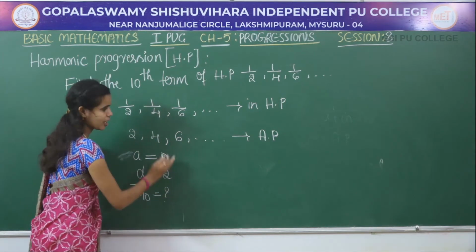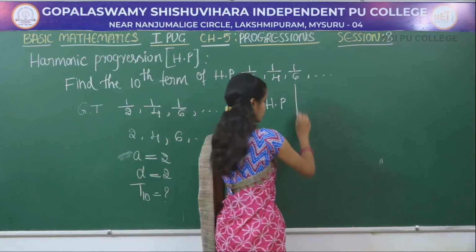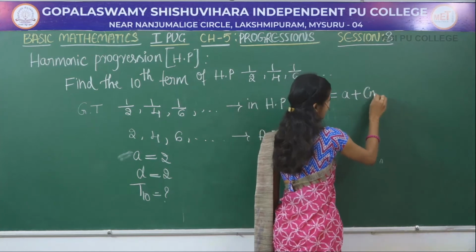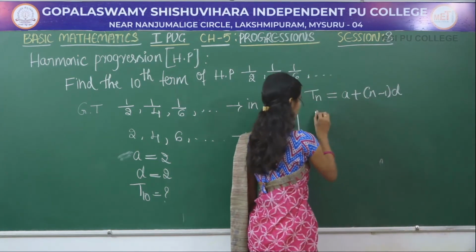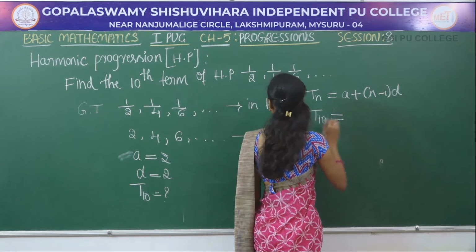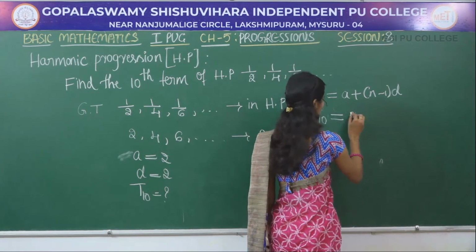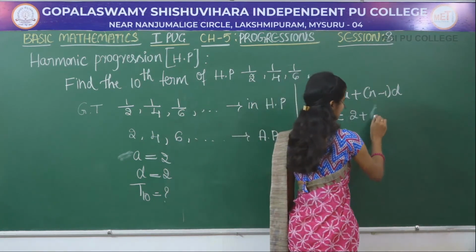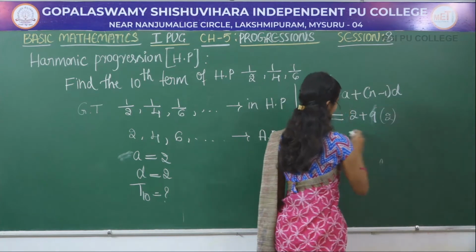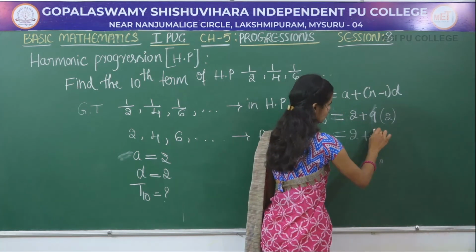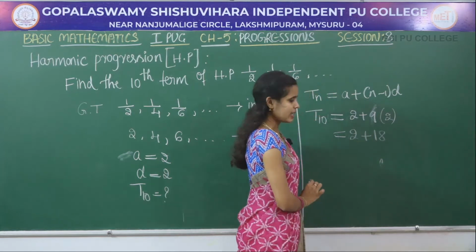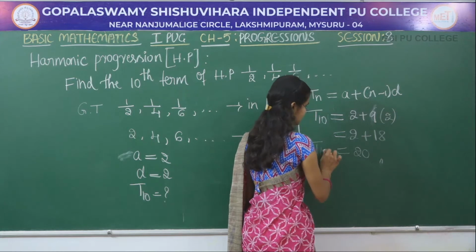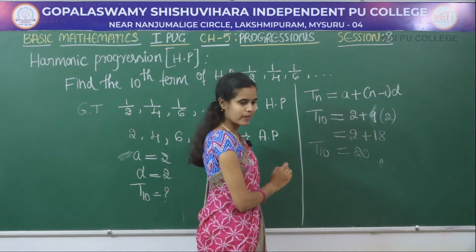Next we want the 10th term, T10. First let us find the 10th term in AP. The formula to find the nth term in AP is A plus n minus 1 into D. So T10 is equal to A, which is 2, plus n minus 1, where n is 10 and 10 minus 1 is 9, into D, where D is 2. So 2 plus 9 into 2, which is 18. So 2 plus 18 is 20. Therefore the 10th term in AP is 20.